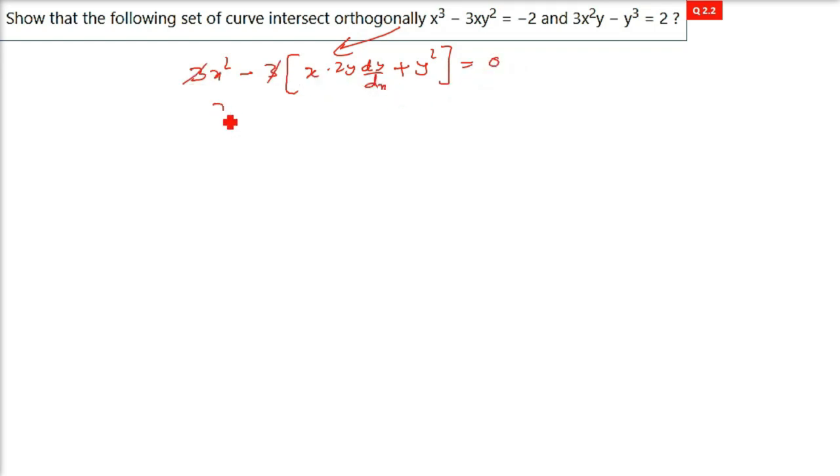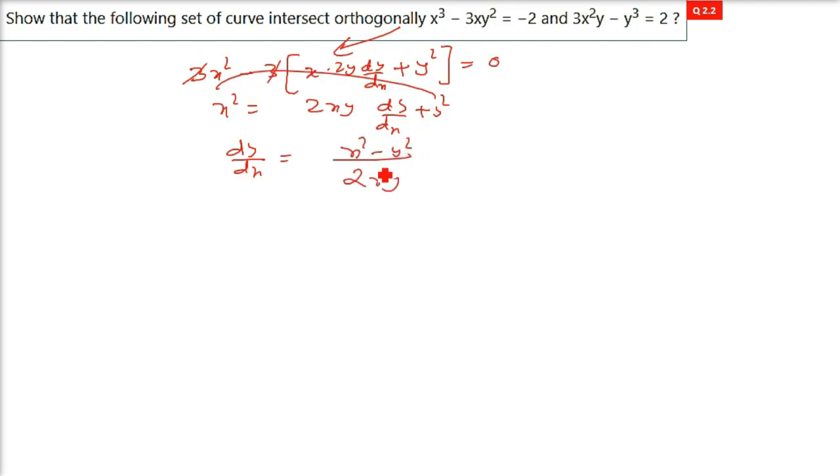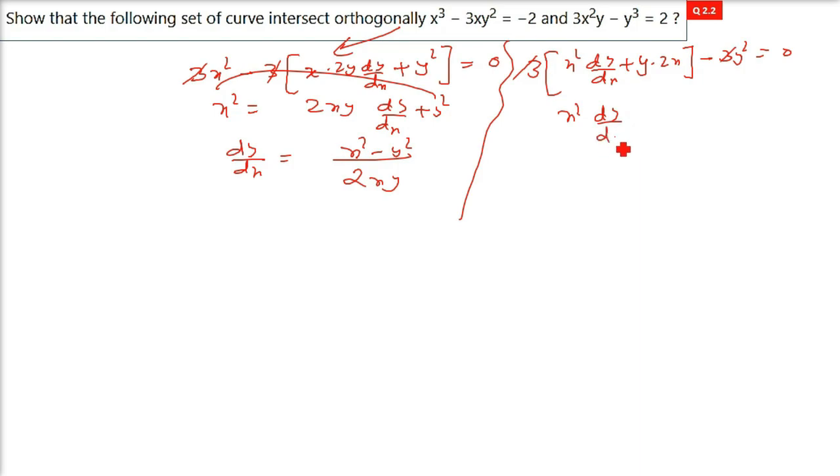You can cancel these 3 out. x square will be equal to 2xy dy by dx plus y square. So this dy by dx is going to be, I'm taking this here, (x square minus y square) by 2xy. And the same thing you have to do for the second equation also. So 3 into x square dy by dx plus y will be outside, differentiation of 2x will be, xy will be 2x minus 3y square, and there will be dy by dx also. Okay, I've just missed dy by dx. I'm going to write it just now.